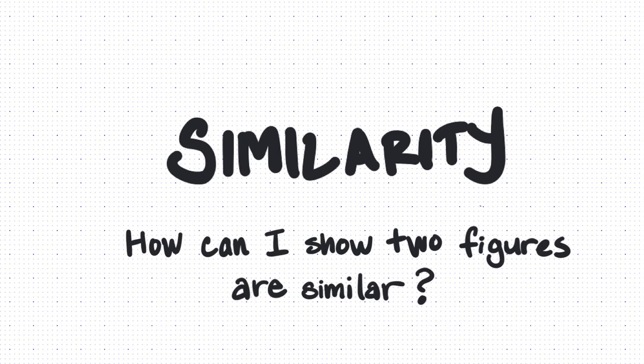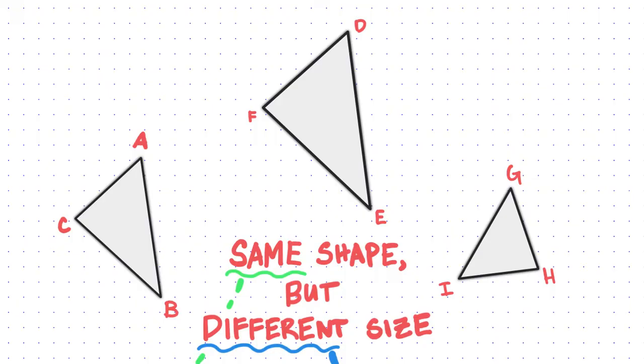Today I'm going to be going over similarity. Specifically, how can I show that two figures are similar? In geometry, when two figures are similar, they have the same shape but different sizes. Here you can see that triangle ABC is the same triangle as DEF, but just a little bit smaller. When I compare ABC to GHI, they are noticeably different shapes and therefore not similar. But what does that exactly mean? Let's dive a little deeper into what it means to be the same shape but a different size.